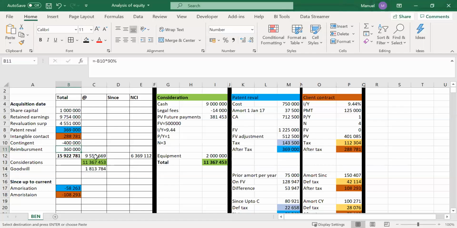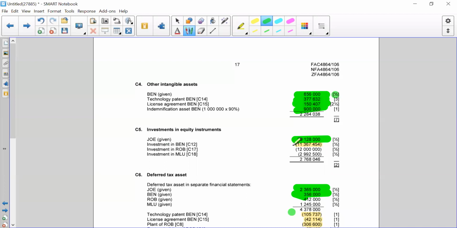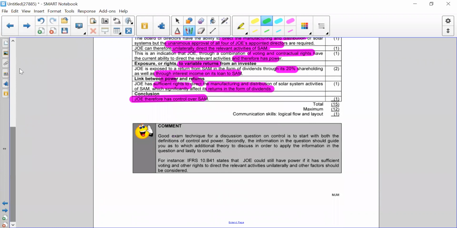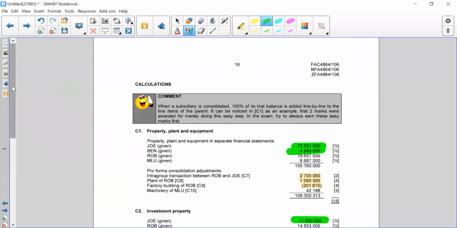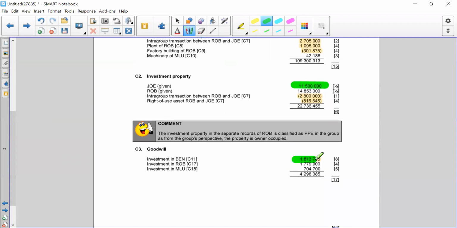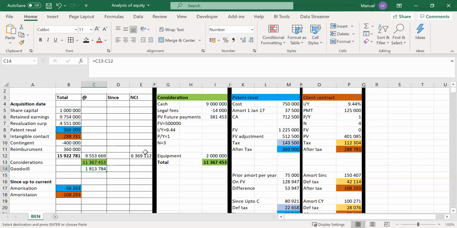Okay, so now that we've accounted for all of those, we know that we need to eliminate our investment and we need to bring in the goodwill. Okay, so if we go look at our investments in equities, there's our cost of our investment in Ben that we need to eliminate from that number. And of course, we need to bring in our goodwill figure, which is here somewhere. Yeah, 18137,785. And then if we carry on with the rest of our Y, the last part is the NCR, but that doesn't impact us per se because it is a liability and they've only asked for the non-current assets.